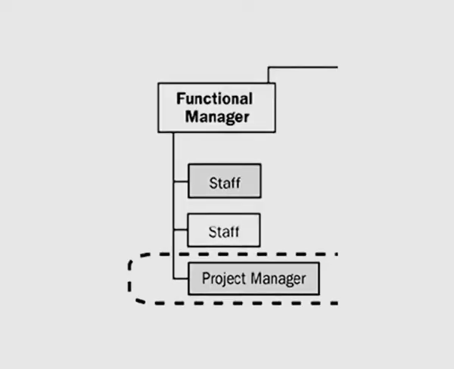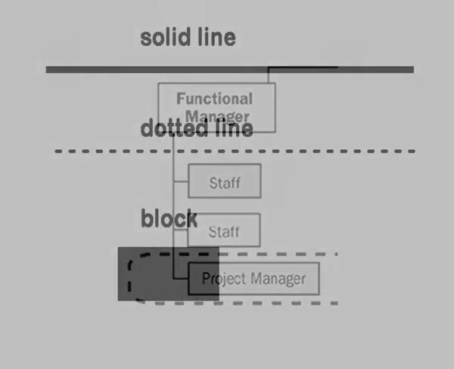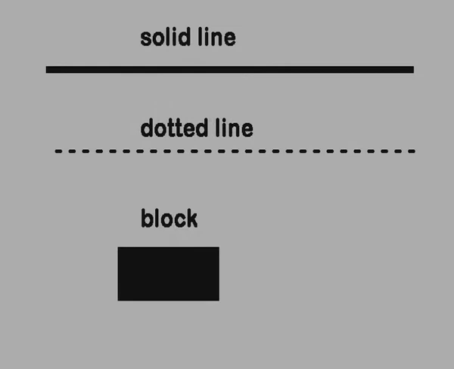Functions and positions are represented graphically in an organization chart by blocks, solid lines and dotted lines. Formal authority relationships are shown by solid lines, while the dotted ones represent informal relationships. Organization structure may also indicate whether authority is centralized or decentralized.